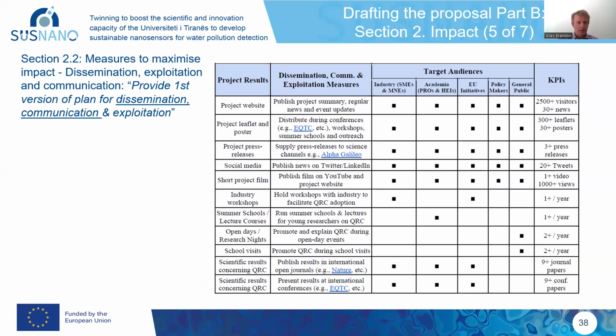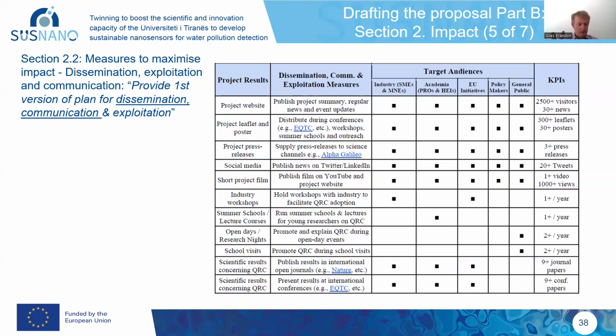Still on this topic of dissemination, exploitation, and communication. So the Commission requires us in the proposal to provide a first version of the plan for dissemination, communication, and exploitation. And this is an example. This table, very, very concise kind of table, is a very summarized plan in essence. So this is a real example. This is from my Horizon Europe currently running project QRC for ESP. It's a project running under the EIC Pathfinder Open scheme.